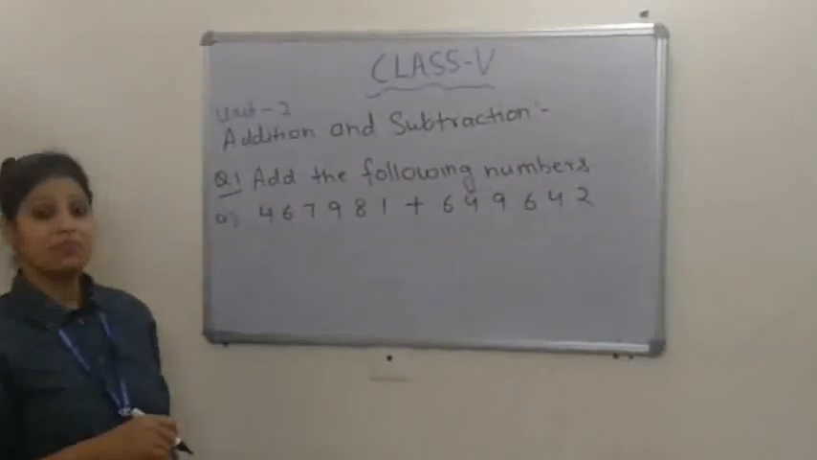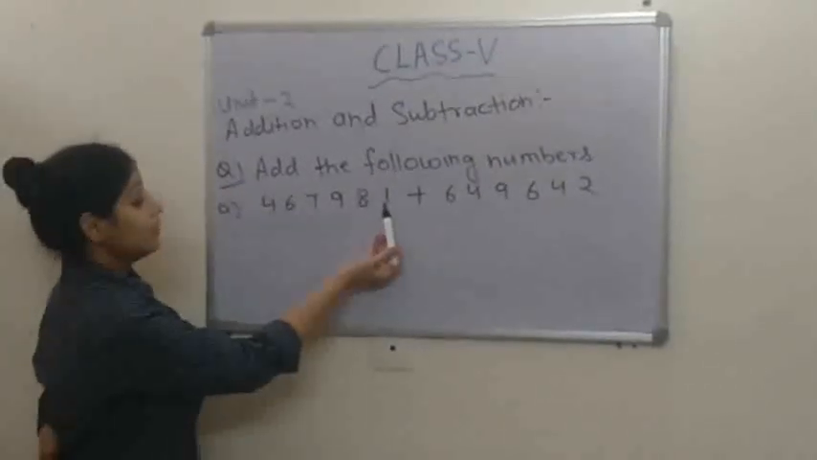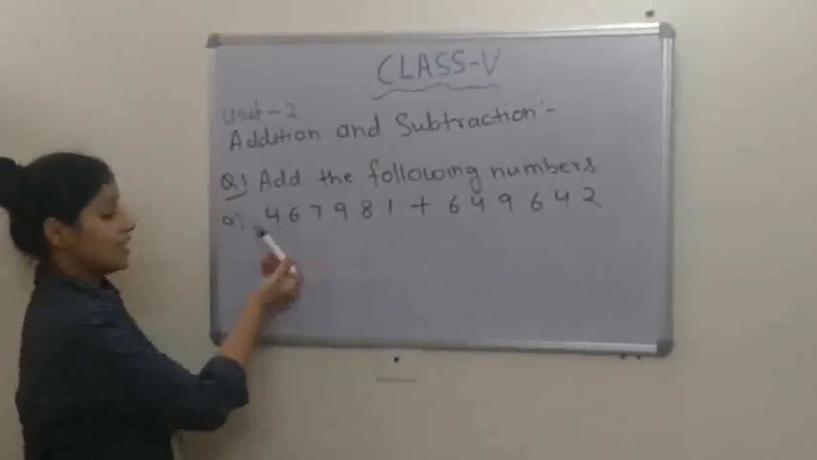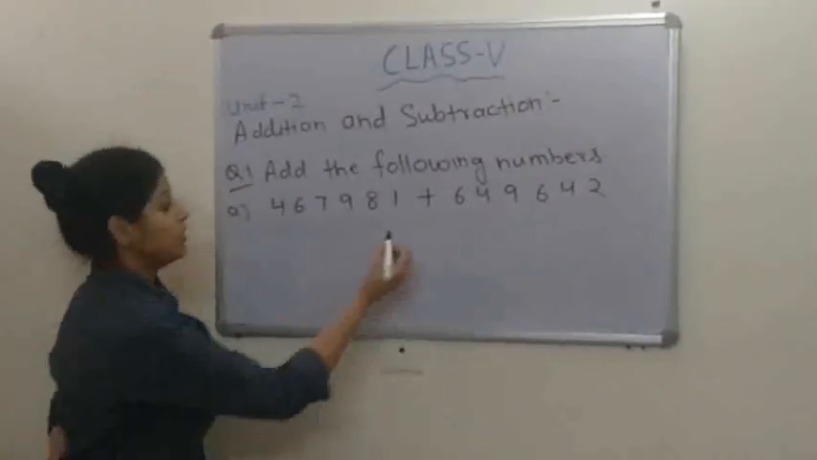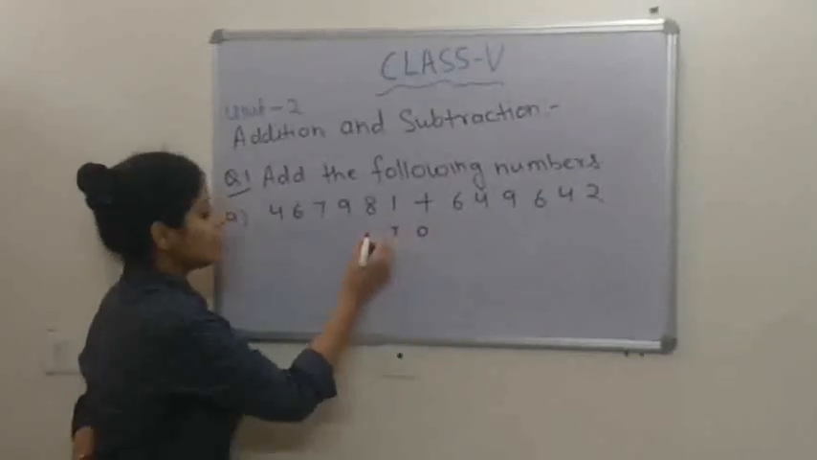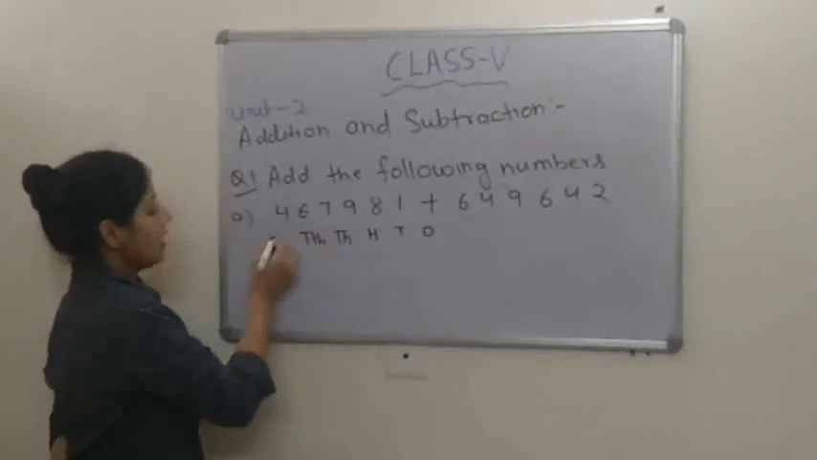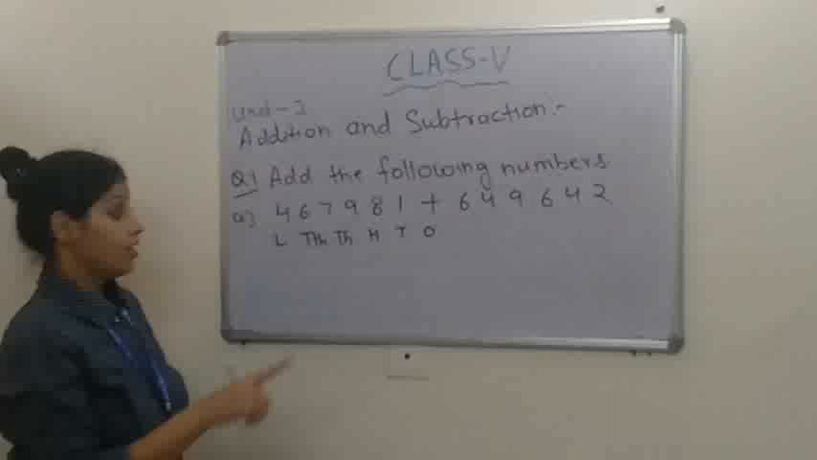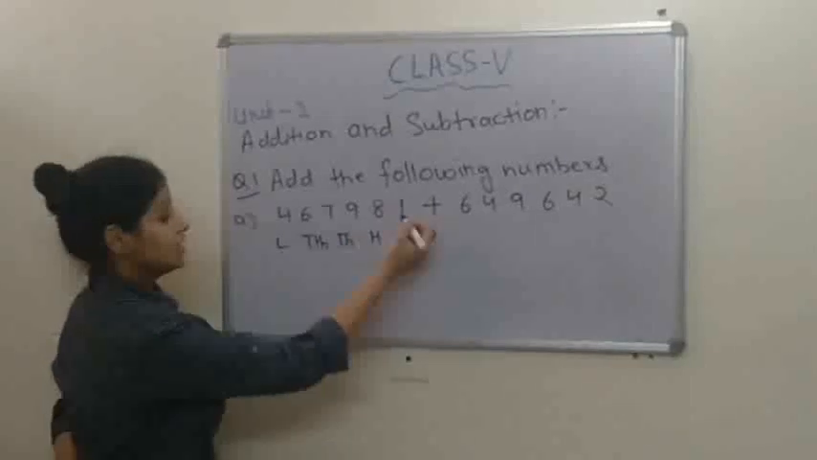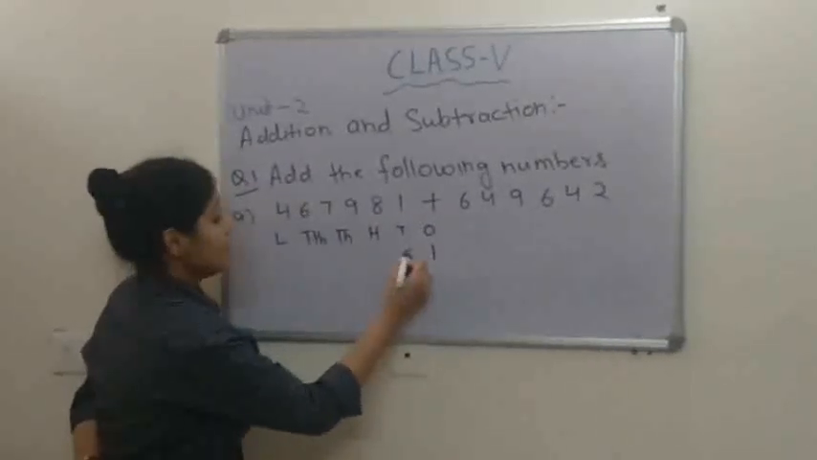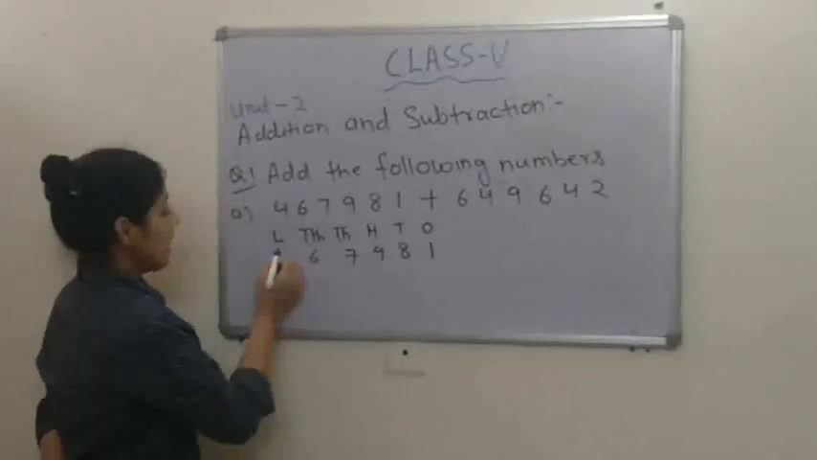What are the steps? First we are going to write their places. I see 1, 2, 3, 4, 5, 6 digits, so we will place 6 places in their order. The places are ones, tens, hundreds, thousands, 10,000 and lakhs. Now, the second rule: when we place a number, always place digits from right to left. So this is 1 at the right place, then 8, then 9, then 7, 6 and 4.